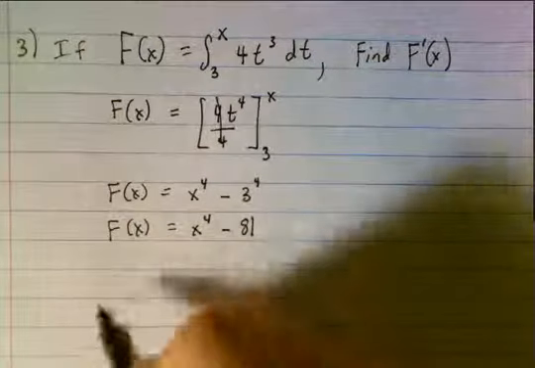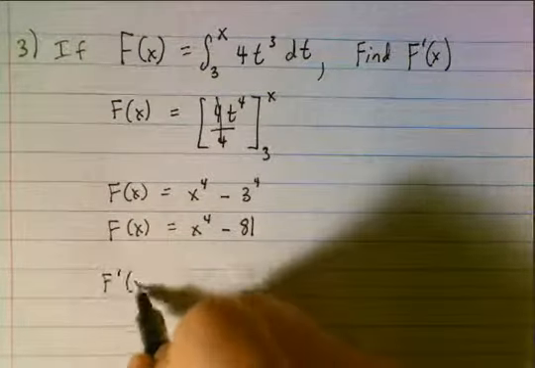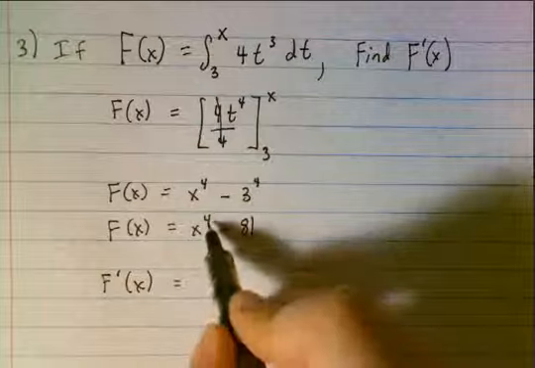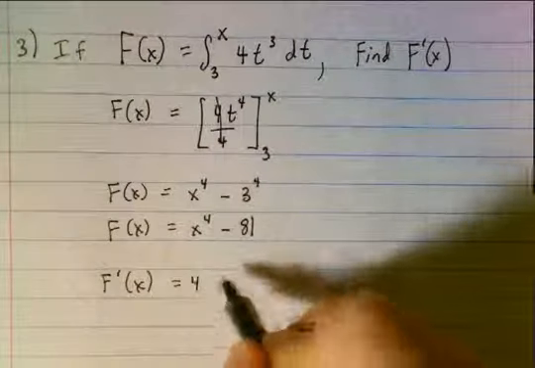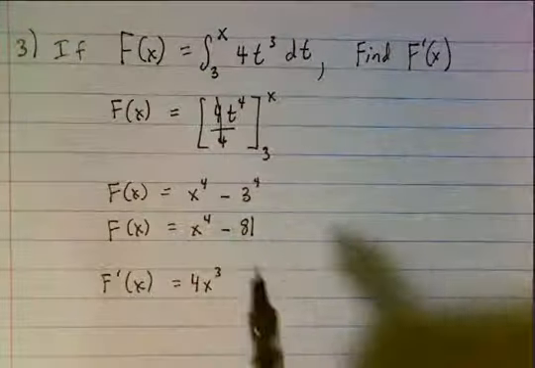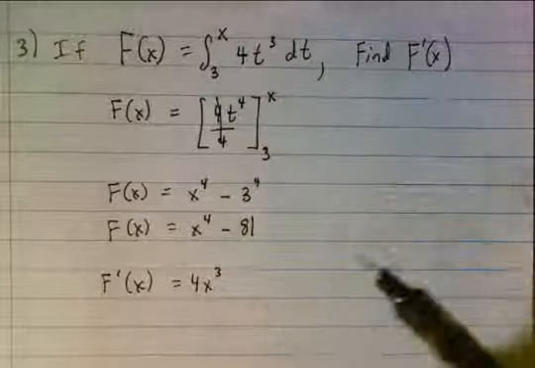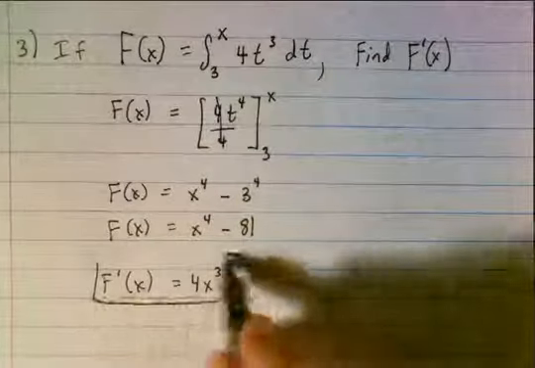Now, when we go and take the derivative again, we're going to bring down that 4, subtract 1 from the exponent, and then the derivative of a number is just 0. So we just end up right there.